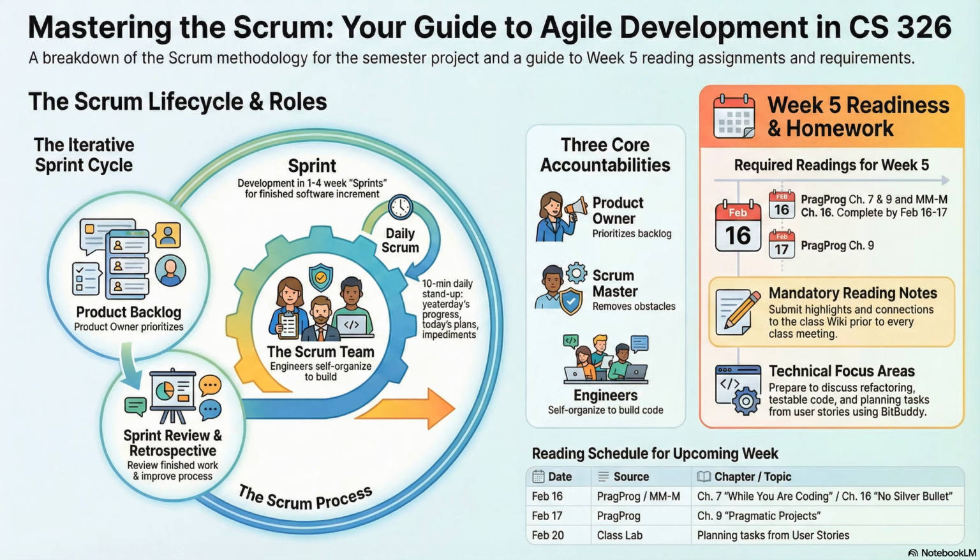A Scrum Master is a servant leader. Their job is to clear the path. They remove impediments. So if the team needs a license, the Scrum Master gets it. Right. If the CEO keeps interrupting the developers, the Scrum Master blocks the CEO. They protect the process so the team can actually focus. And finally, the team itself, the developers.